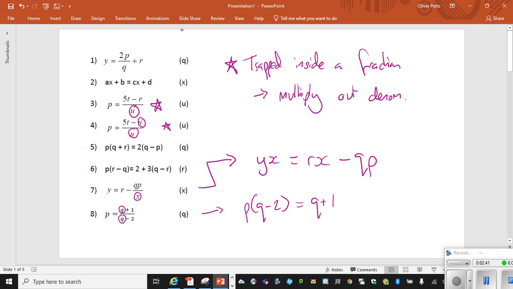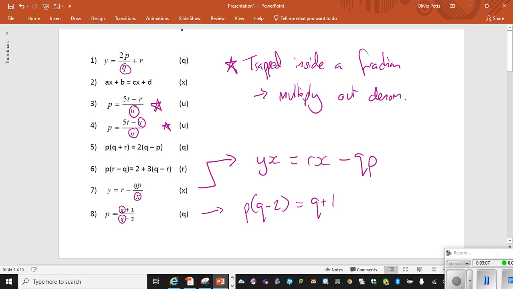Once you've done that, if you don't have any fractions to worry about. Oh yeah, I forgot we had q up here that was trapped inside a fraction, so we'd have to do that there too. If your subject isn't trapped within a fraction, but you still have fractions in different places, then you can just leave the fractions alone, treat them as if they're non-fractions and manipulate them as normal.